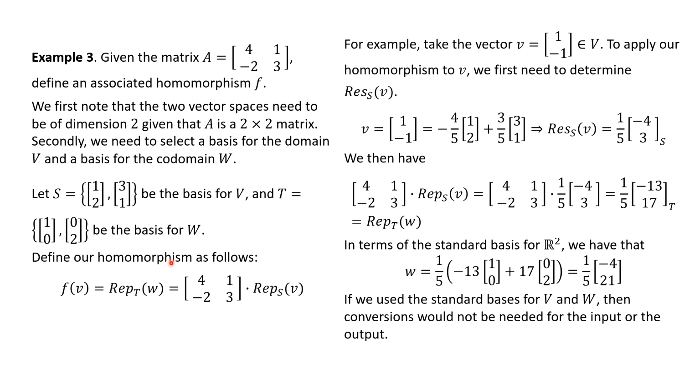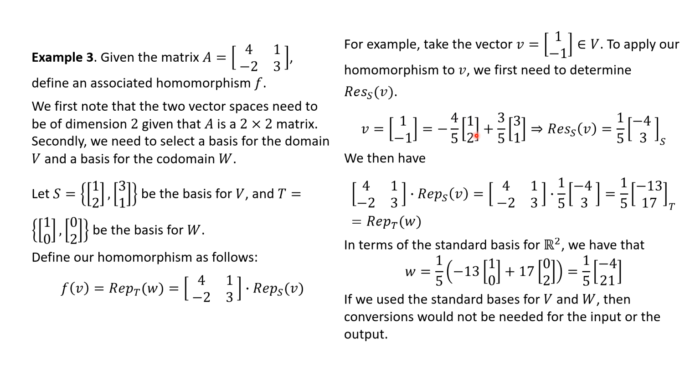So we define our homomorphism as follows. It's the matrix A times the representation of a vector V in terms of the basis S, and that'll give us a vector W written in terms of the basis T. So we can take an example here on the right, just to check how things work out. Take the vector V = (1, -1) and apply our homomorphism to that. First we need to write V in terms of the basis, and I worked that out.